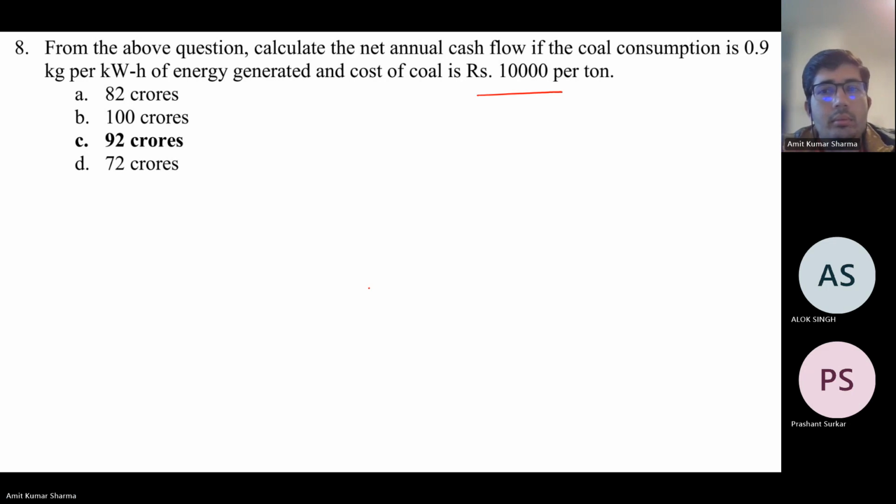Just find out the amount of coal required per year, then find out the cost of the coal per year. Then you will know the net annual cash flow.